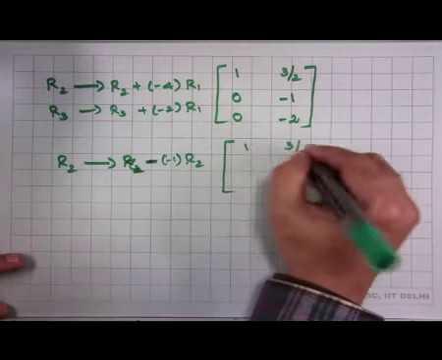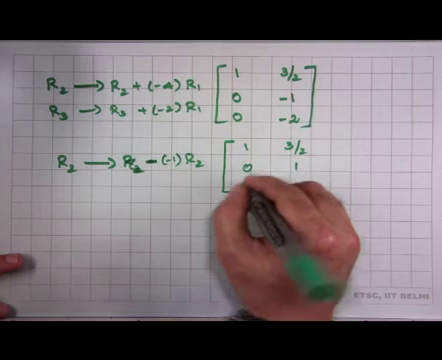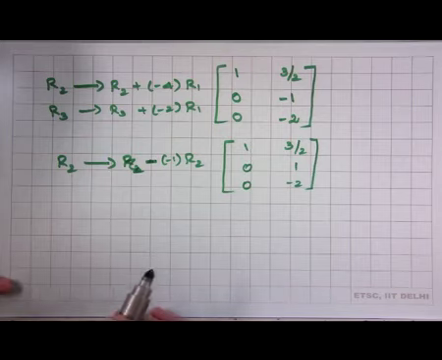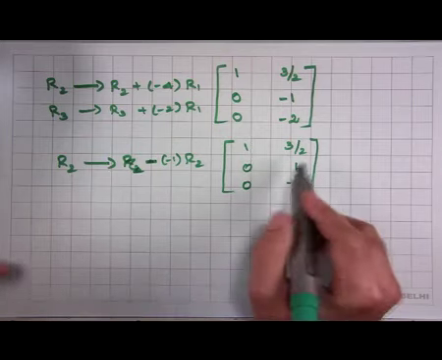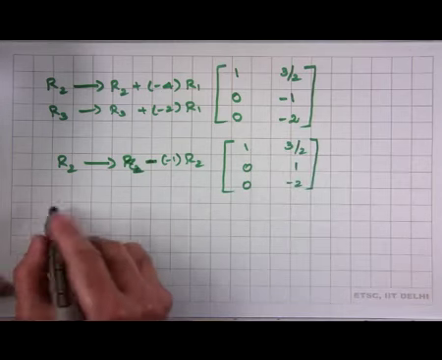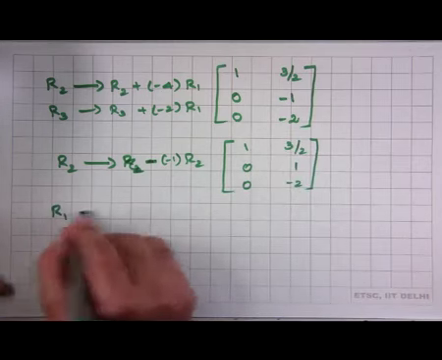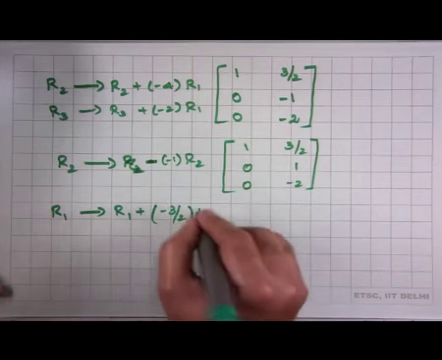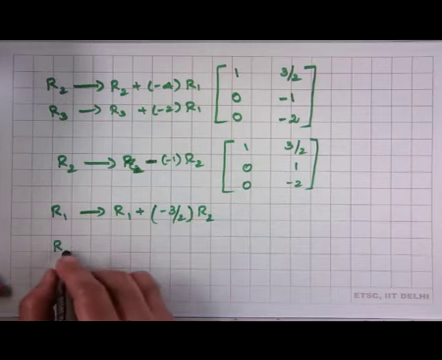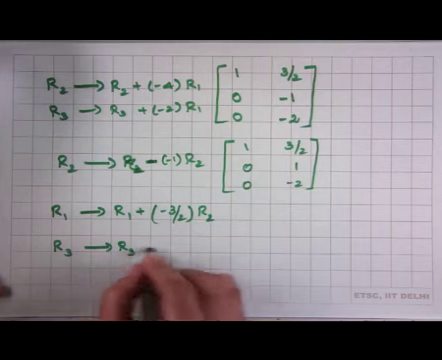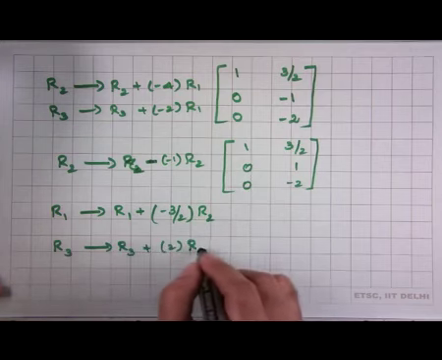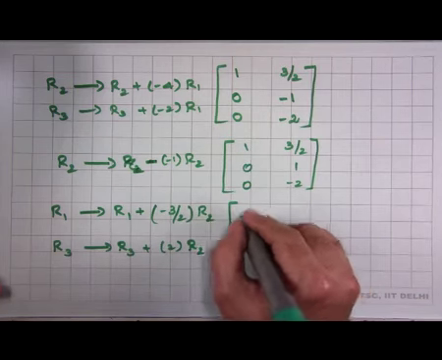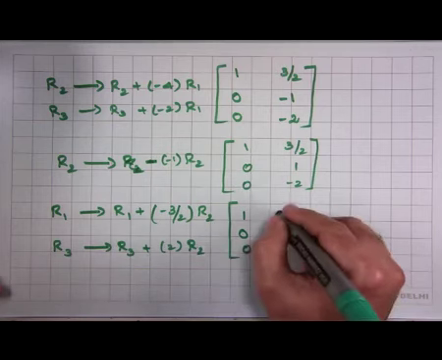1, 3 by 2, 0 1 0 minus 2. I have this. Then I will have to make the other two elements into 0. I will replace R1 by R1 plus minus 3 by 2 times R2 and similarly R3 is replaced by R3 plus 2 times R2, right. So, these two are going to remain unchanged and I will have 0 1 0.